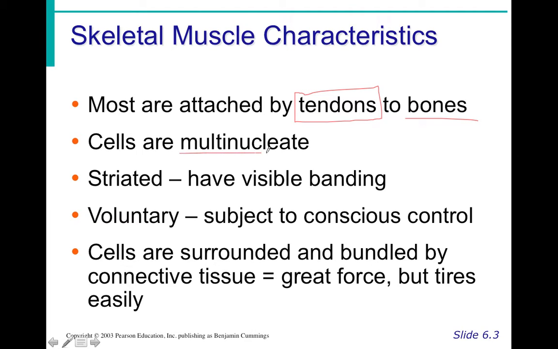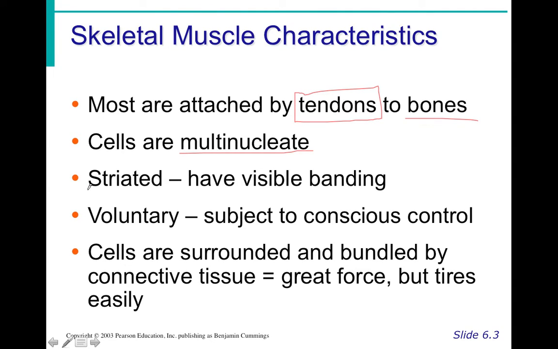These cells are going to be multinucleate. They have to have multiple nuclei. That's what multinucleate means, because these cells are so very long. If you think about a muscle you're familiar with, biceps brachii perhaps, on your humerus, one muscle fiber or muscle cell is going to be as long as that bicep. So we need lots of nuclei in them because they're so very long.